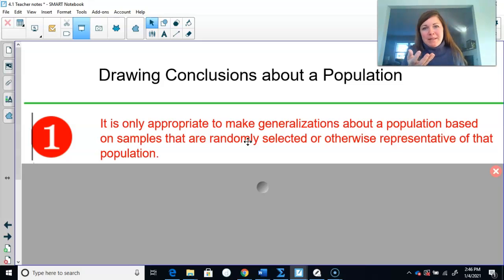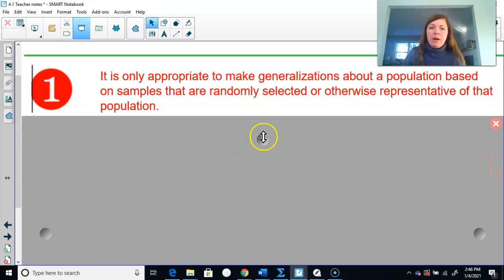That sample was not representative of the whole crock pot of chili, that population of chili. Why? Because it wasn't mixed up. I forgot to mix it up. Okay. If I would have mixed it up, that sample that he had would have been representative of the whole population. Okay, random sample, number one.